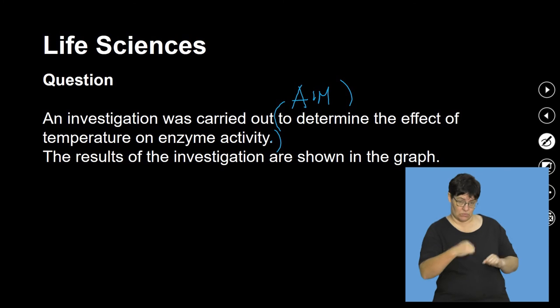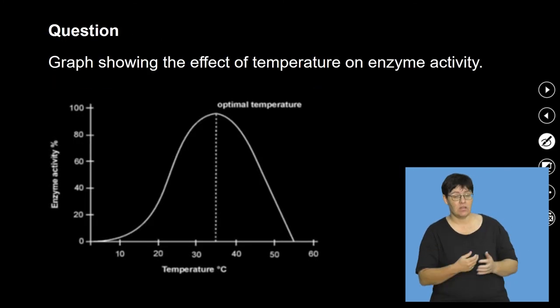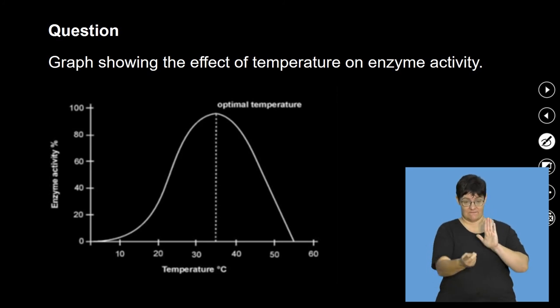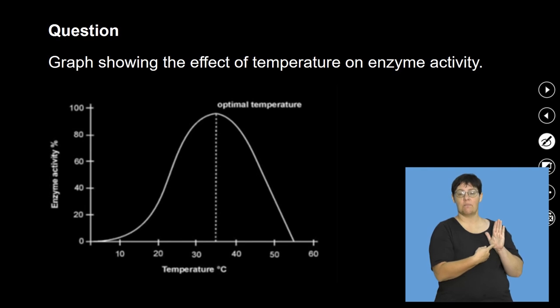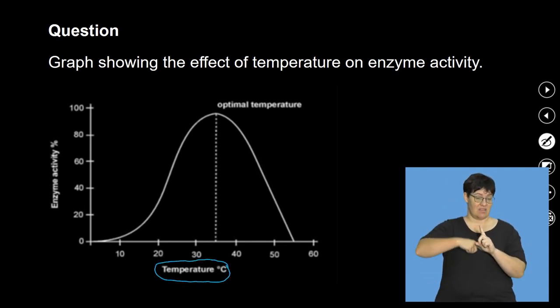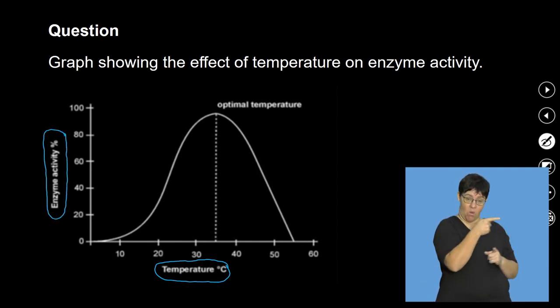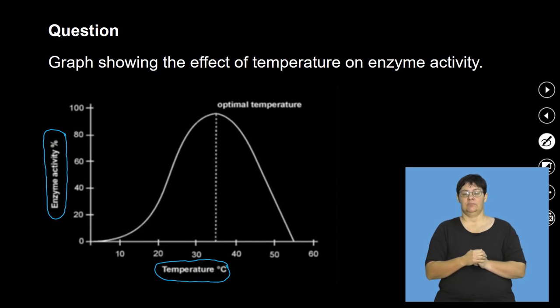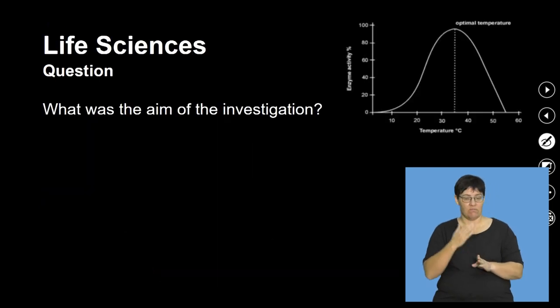The next thing is, the results of the investigation are in this graph. So this is the graph that, after I did my investigation, shows all the different temperatures on the x-axis and how the enzyme worked on the y. And now I'm going to see what happened. Did temperature have an effect on the workings of my enzyme?